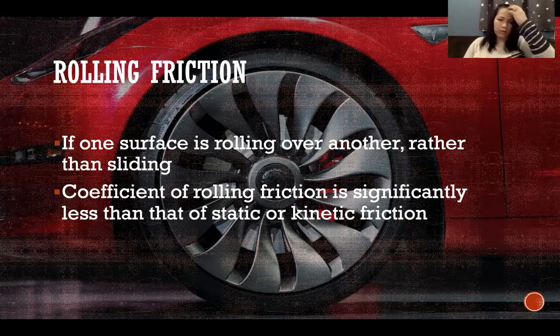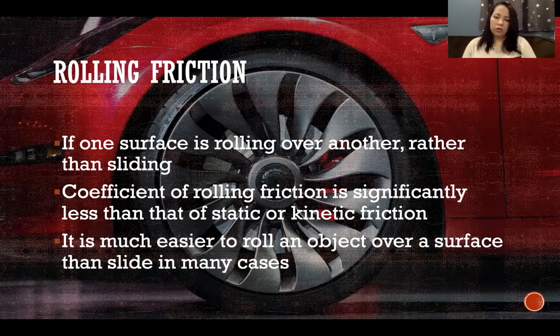Okay, so rolling friction, there's way less resistance to movement than with regular kinetic or dynamic friction, and that's illustrated by the tire movement on the ground. It's much easier to roll an object over a surface than it is to slide in most cases.